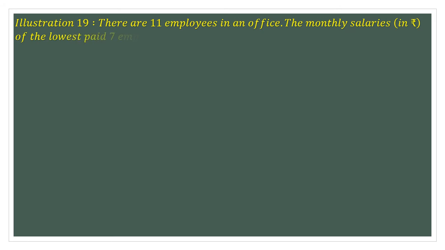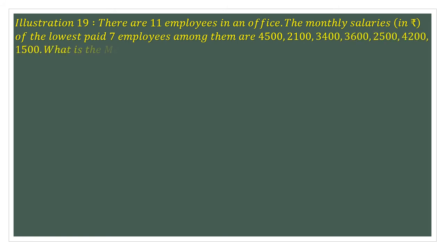Illustration 19. There are 11 employees in an office. The monthly salaries in rupees of the lowest paid 7 employees among these are 4500, 2100, 3400, 3600, 2500, 4200 and 1500. What is the median salary of all employees?